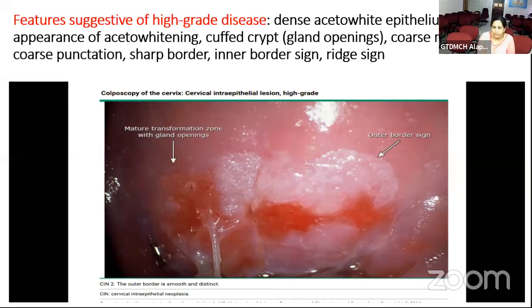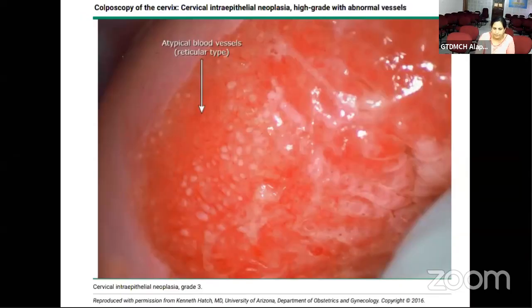In CIN 2, there is a dense acetowhite epithelium, rapid appearance of acetowhite areas, cuffed crypt openings, that is gland openings, and coarse mosaic and coarse punctation, sharp borders, inner border sign, which are all descriptions of abnormal areas. If you see coarse mosaic, coarse punctation, sharp borders, inner border sign, ridge sign, everything is indicative or diagnostic of CIN 2 or 3.